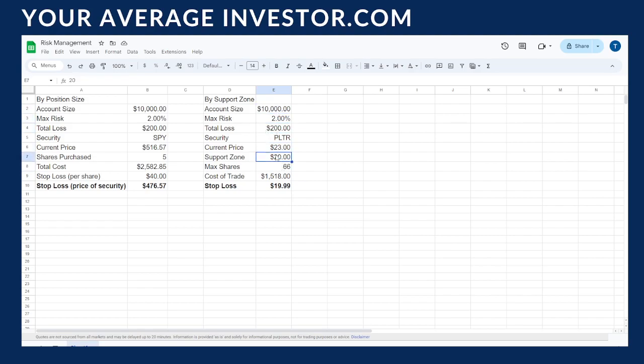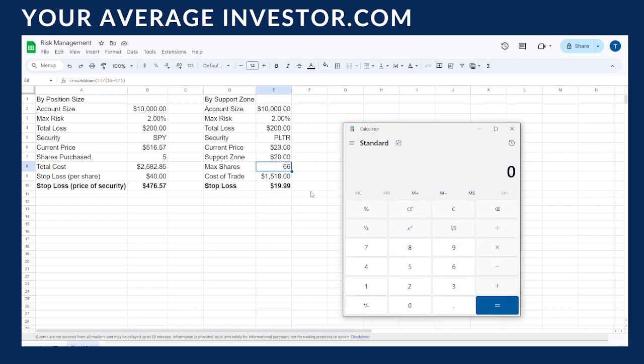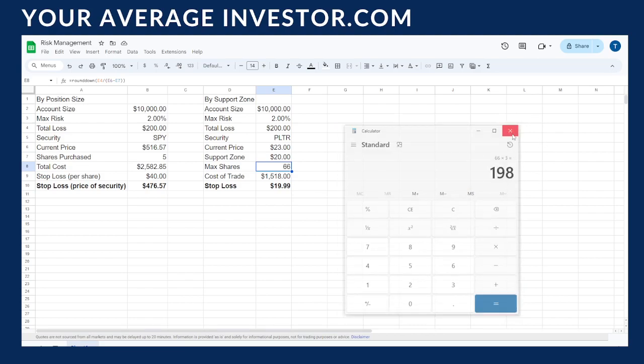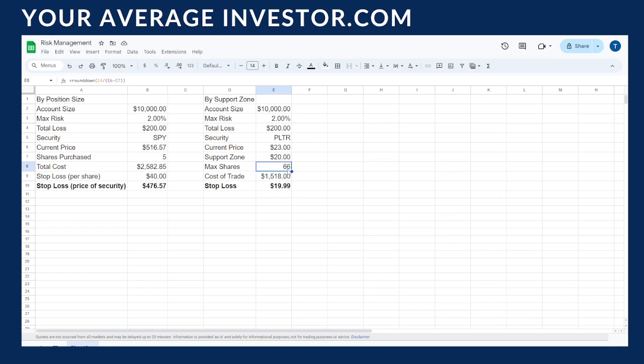So if I say, okay, what's the difference between 23 and 20? That's $3. And what's 200 divided by $3? Rounded down, it's 66 shares. If I take 66 and I multiply that by 3, I get 198, right? So that's my stop loss right now. Okay, so I've got 66 shares. That means this trade is going to cost me $1,500. I can spend $1,500 in this trade. I can buy 66 shares.